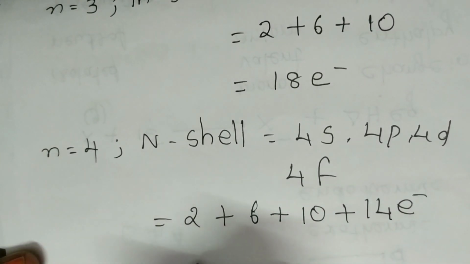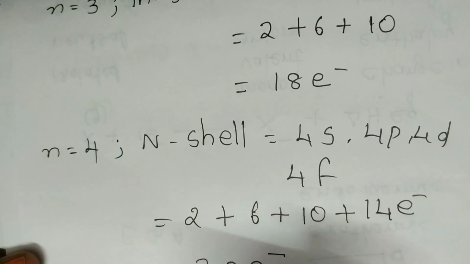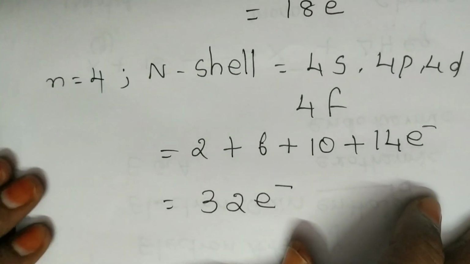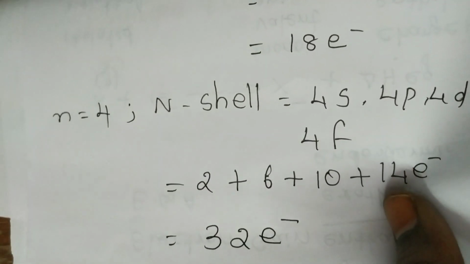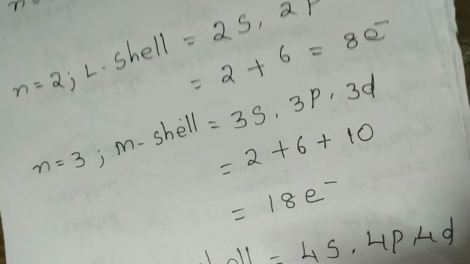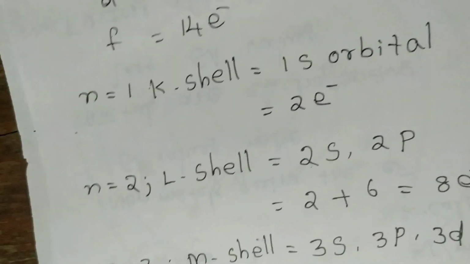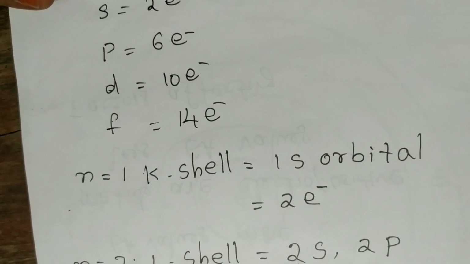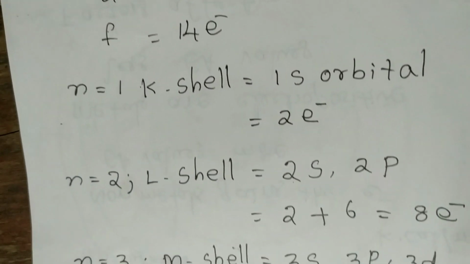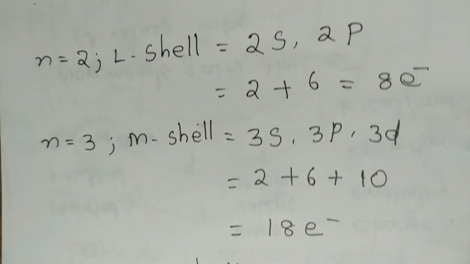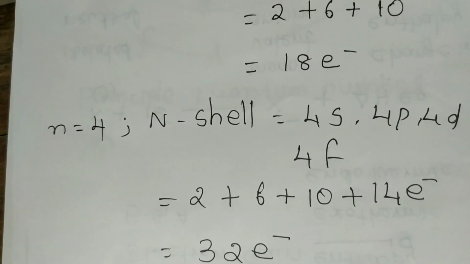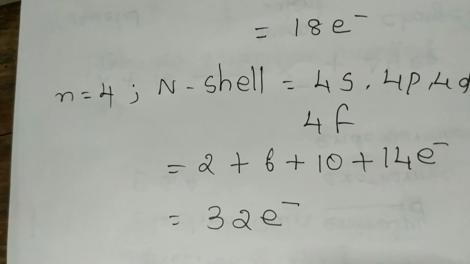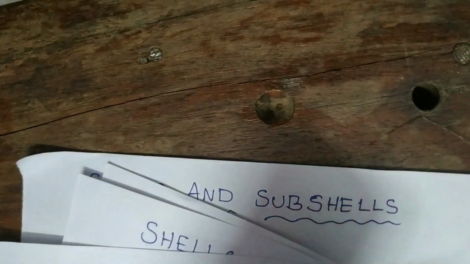So in total how many electrons? 32 electrons. The maximum number of electrons that can be accommodated in the N shell is 32 electrons. So based on this, we know the number of shells. If you remember this, then you can easily write the electronic configuration. Now we are going to discuss another topic.